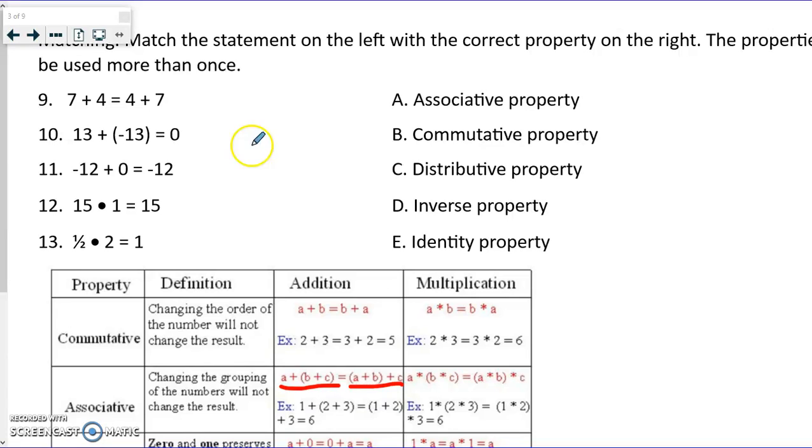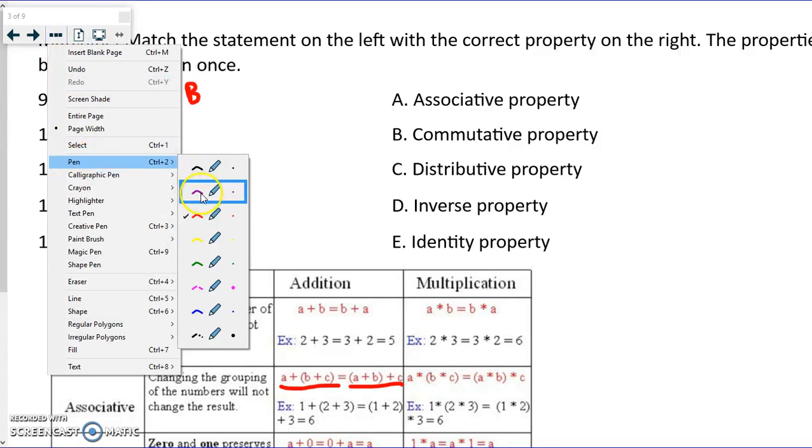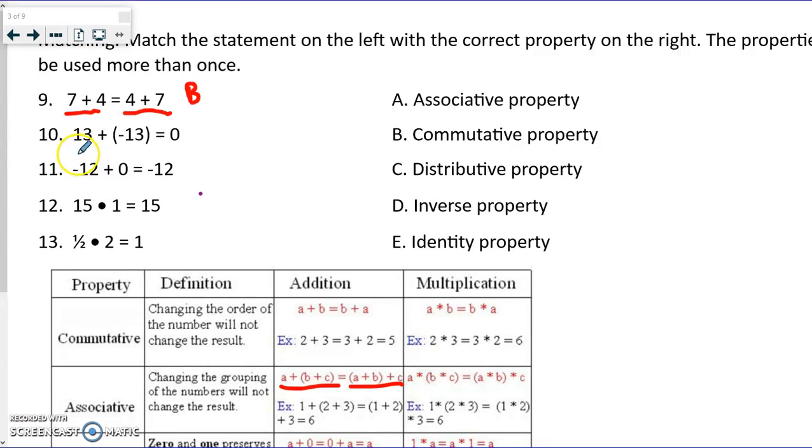All right, so looking at the given statements and then trying to find the answers. At number 9, if I look at the left side of the equation and then the right side of the equation, I look at what changed. Well, all I did was flip the order, okay? And going back to that, flipping the order, adding in any order being the same thing, is commutative property. So this one was B. Number 9 was B.